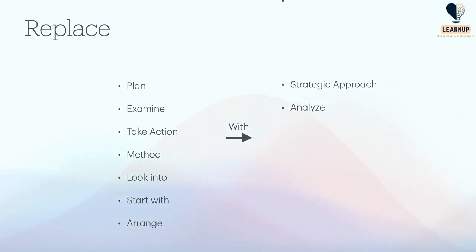And you can replace take action with initiate. So for example, if you were to say we should take action to address this issue, instead of this you can say we should initiate steps to address this issue. So method can be replaced with strategic methodology. For example, we need a method to streamline our operations. Instead of this, we can go with we need a strategic methodology to streamline our operations.